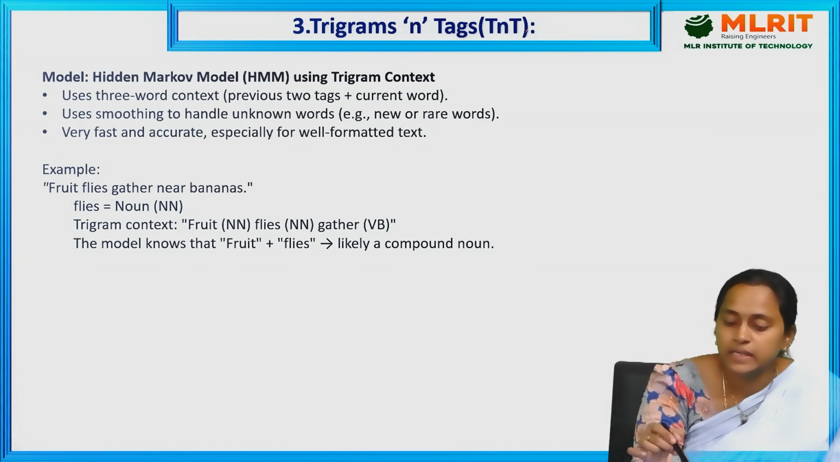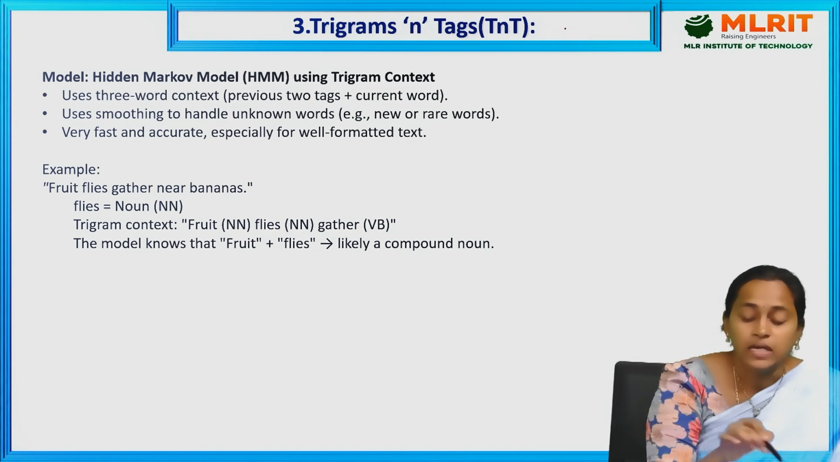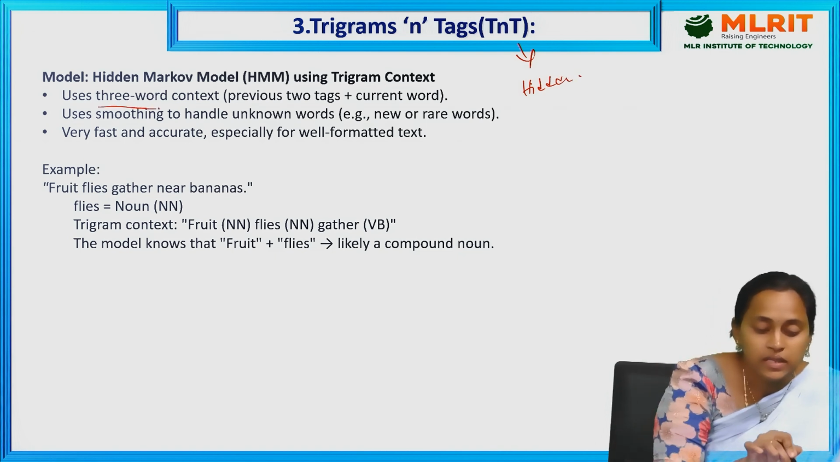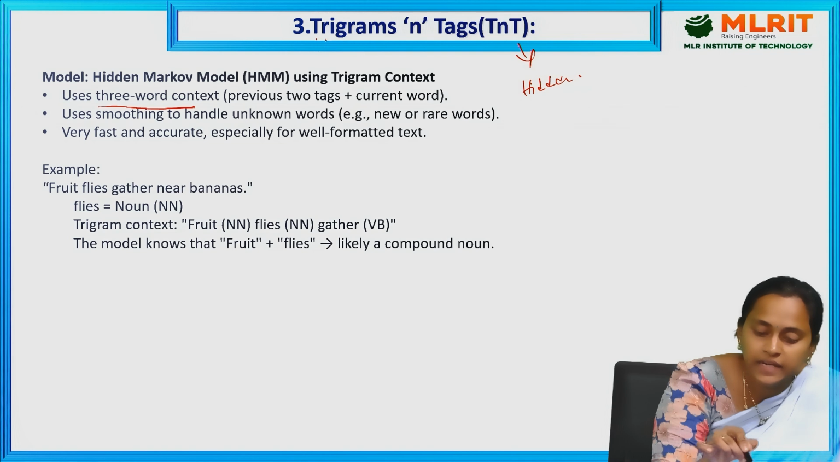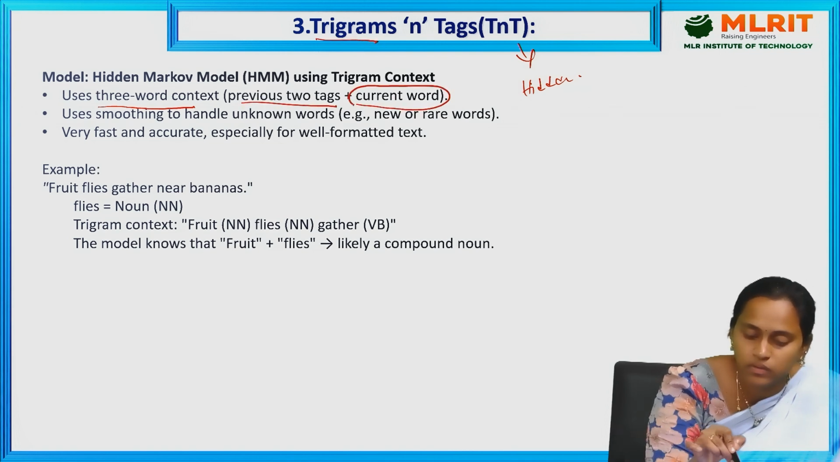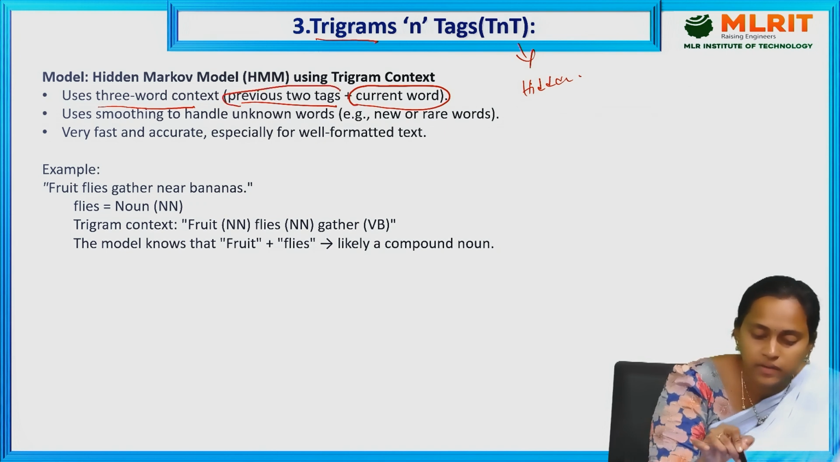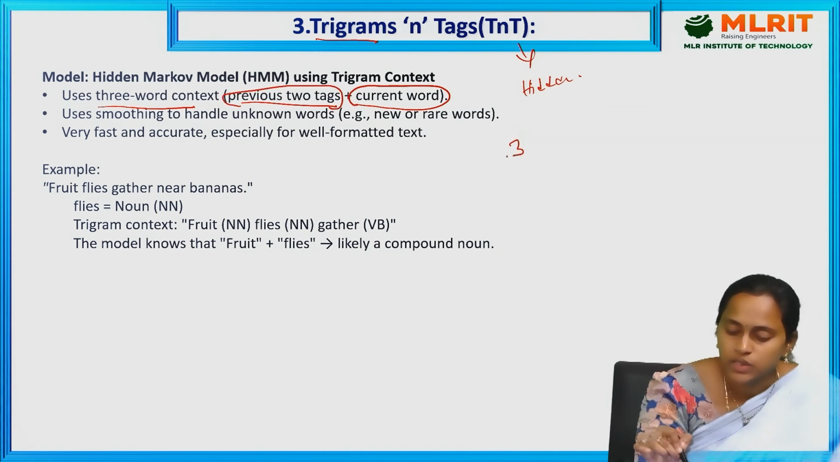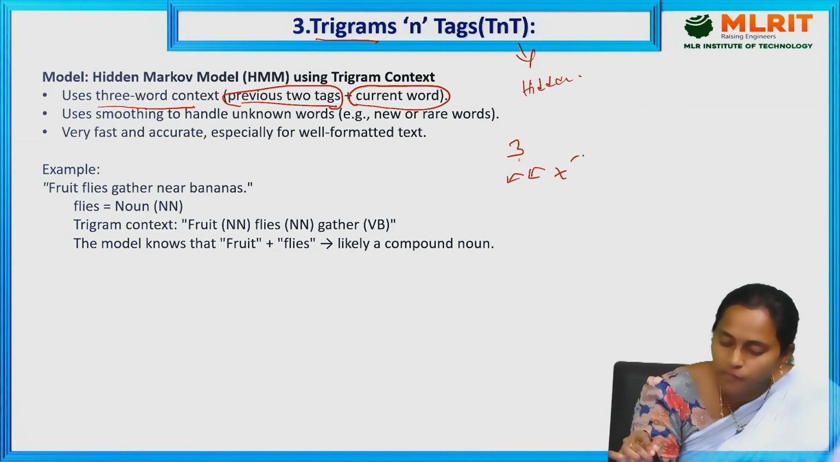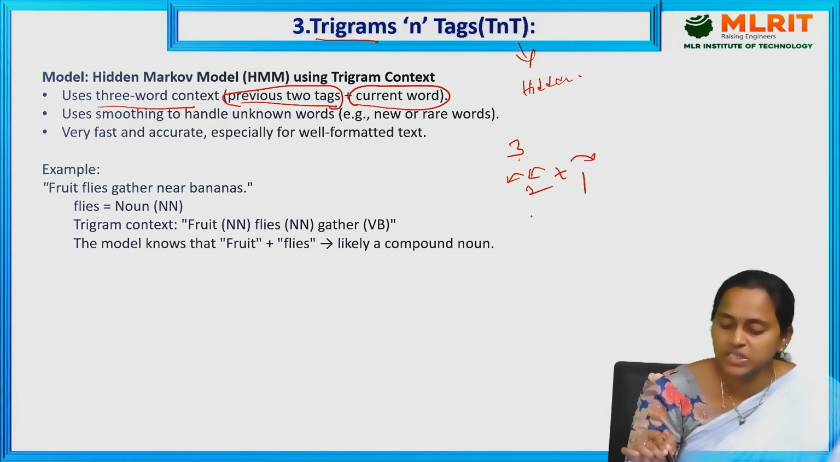Let's see the third one, trigrams and tags, that means T and T, trigram and tags. In this tool, they use hidden Markov models. Trigram means 3: the previous 2 tags plus the current tag, that means the current word. Understand the point here. Trigram means 3, right? So the tagger will check the previous 2 tags plus the following word. This is the trigram.